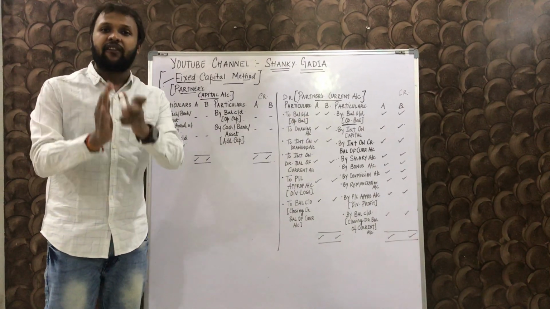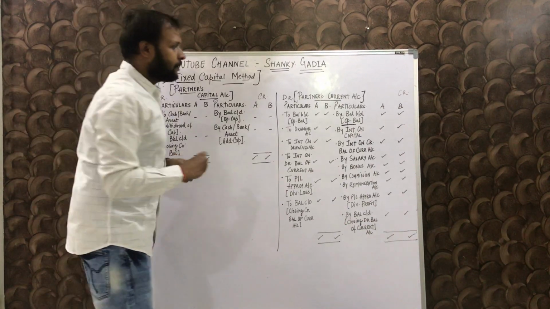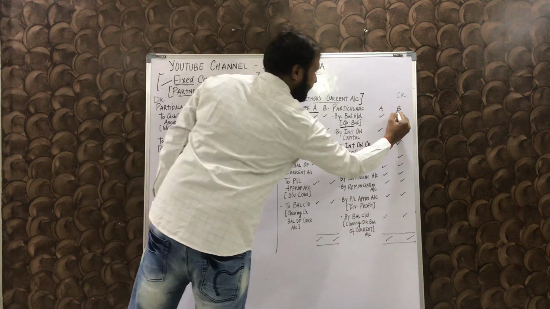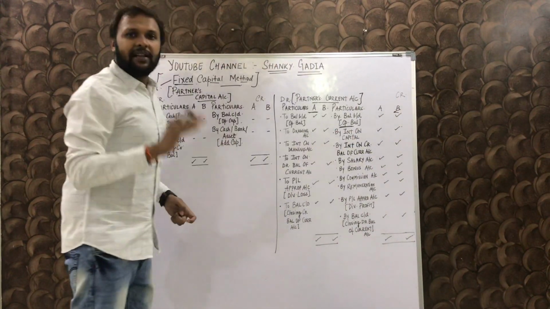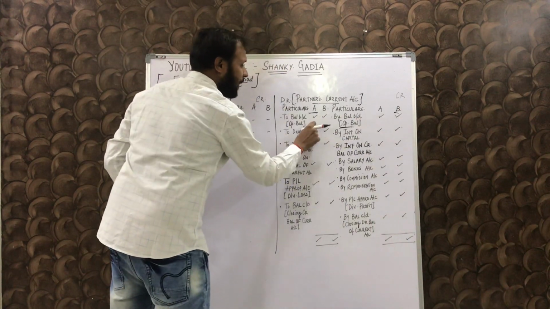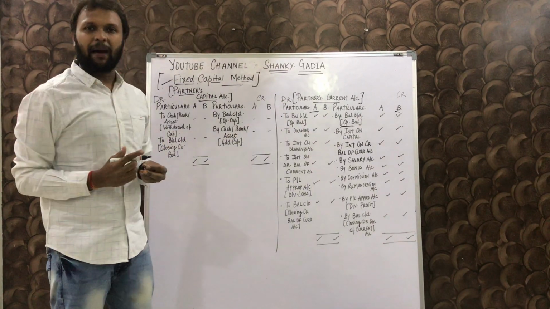Now it is very easy to determine that A might have a debit balance, B might have a credit balance. There can be any probability. Both the partners can have a credit balance, both the partners can even have a debit balance.